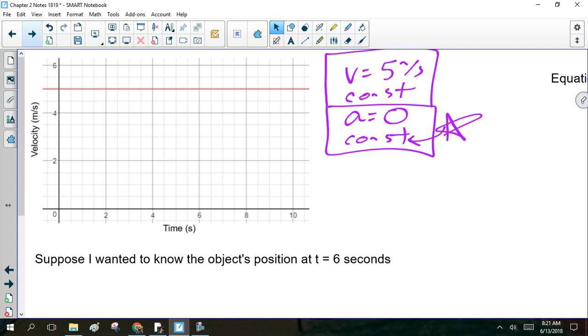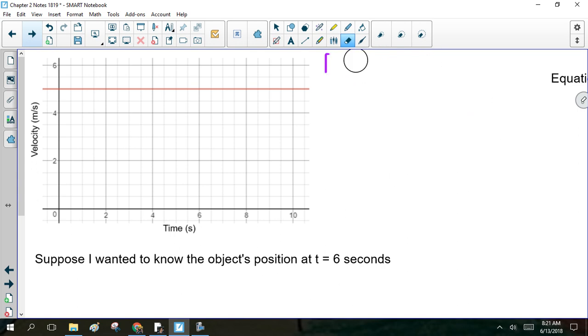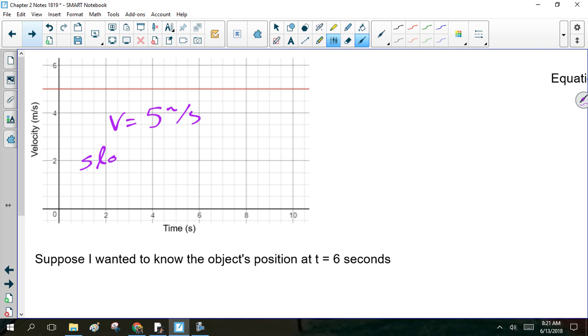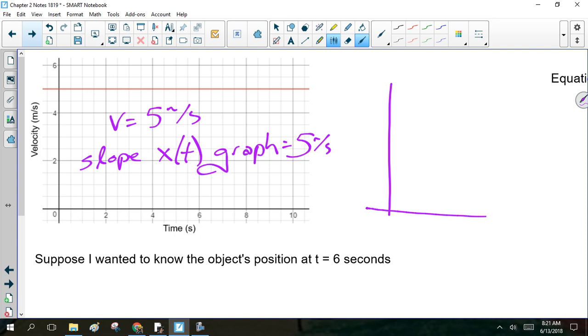Okay, so suppose we wanted to know the object's position at a time, like whatever, 6 seconds. Well, think about what the position time graph is going to look like. Since my velocity is 5 meters a second, that means the slope of the position time graph is 5, specifically 5 meters a second. So what does the position time graph look like? Well, position, time, position. What I know is that the slope of this position time graph has to be 5.